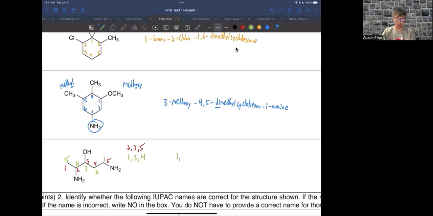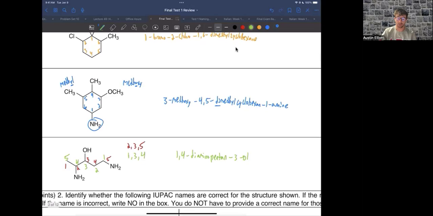So it's going to be 1, 4 diamino, and our parent chain is pentane. So it's going to be pentan, got that E, 3 all.